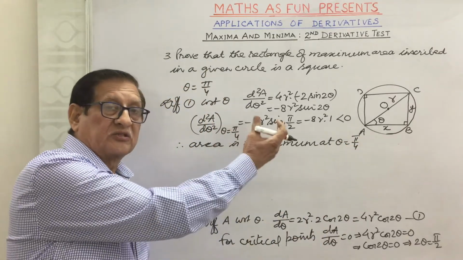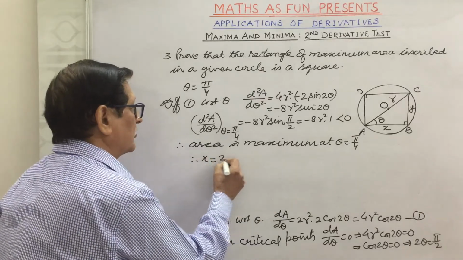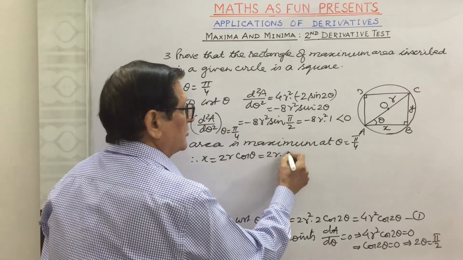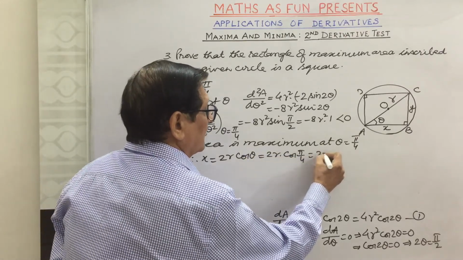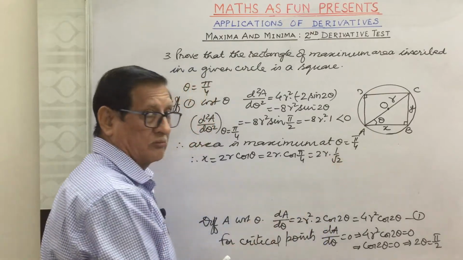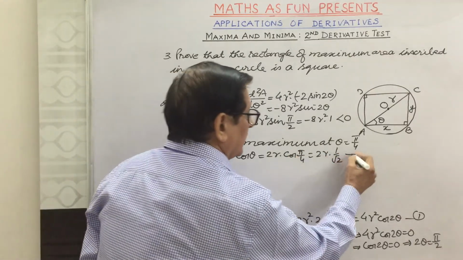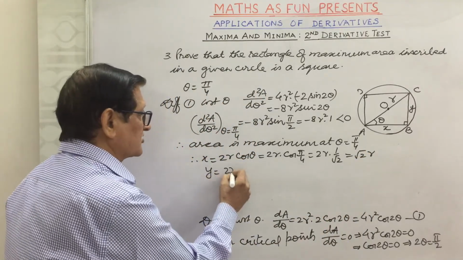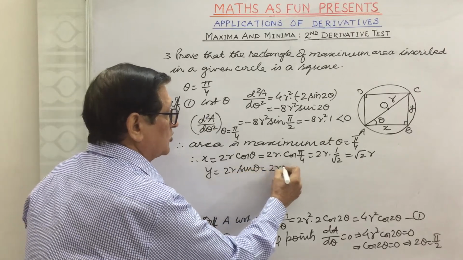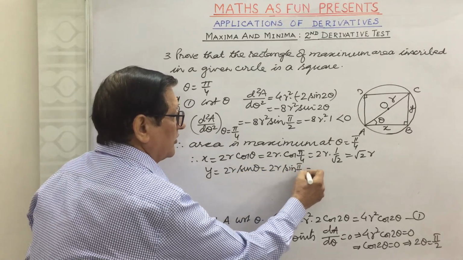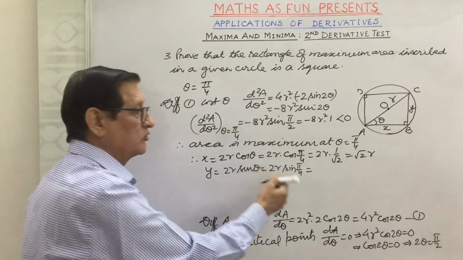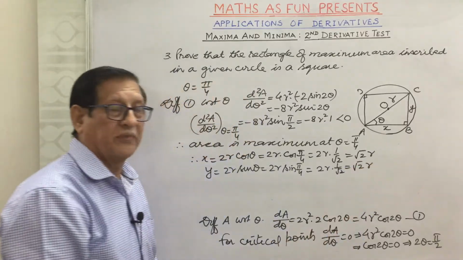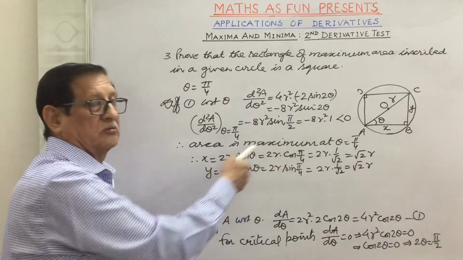Now let's find out the sides of the rectangle. Therefore x is equal to 2r cos of theta, that is 2r into cos of pi by 4, or we say 2r into 1 by root 2, because cos pi by 4 is 1 by root 2, it gives us root 2r. What about y? Y is 2r sin theta, that will be 2r into sine of pi by 4, and we know sine pi by 4 is also 1 by root 2, so this is 2r into 1 by root 2, or we can say root 2r. So here we are finding x and y both are equal.